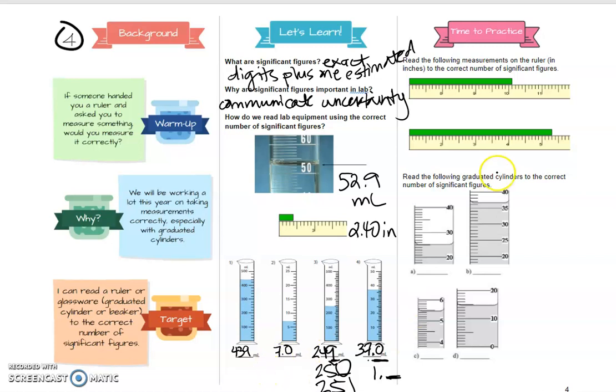All right, so here you go. You're going to go practice some of these just like we did, rulers, graduated cylinders. You're going to check your answers, and then we're going to try a master.